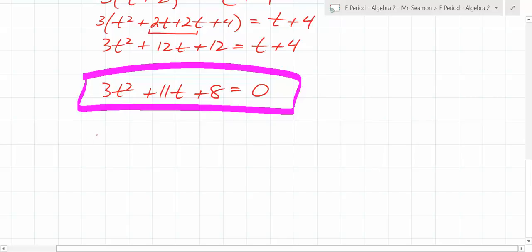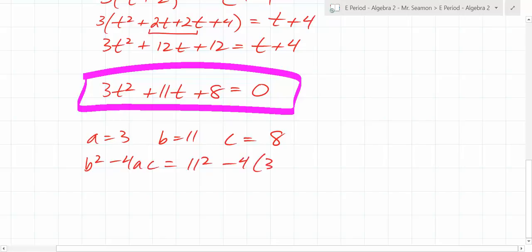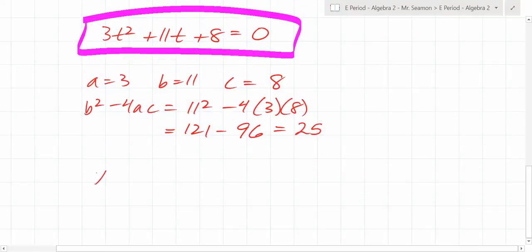Quadratic formula. So a is equal to 3, b is equal to 11, c is equal to 8. What do you find first? The discriminant, b squared minus 4ac. So you have 11 squared minus 4 times 3 times 8. What's 11 times 11? Minus 12 times 8. It's going to be 24 times 4, 96. So what's that going to be? 25. Is that a nice answer? It actually is. Same with x is negative 11 plus or minus the square root of 25 all over what?